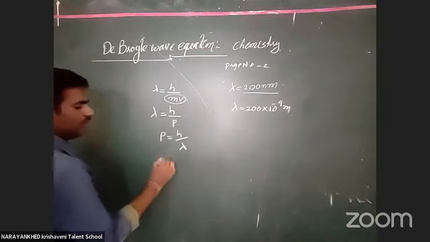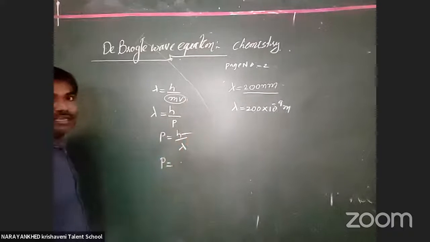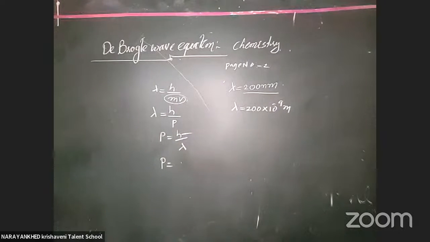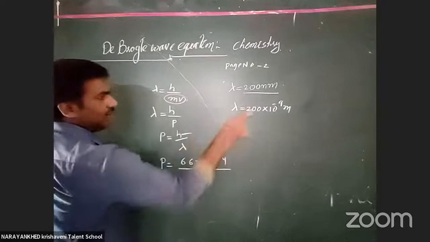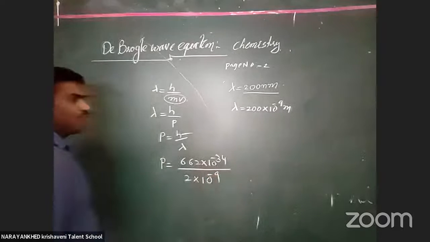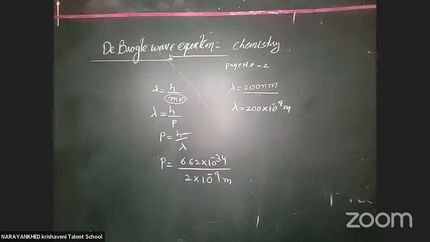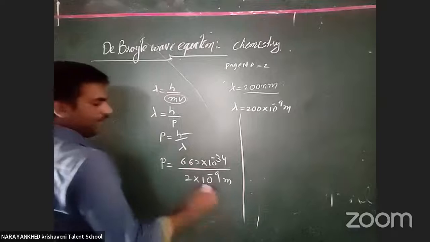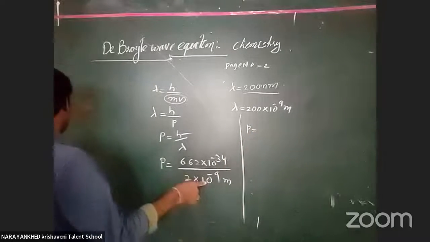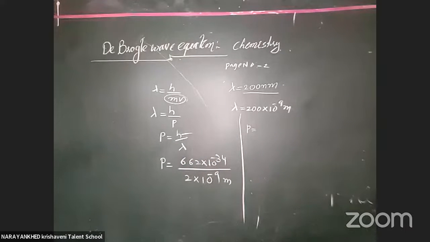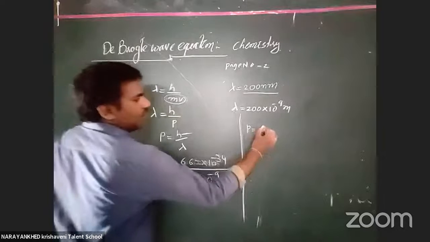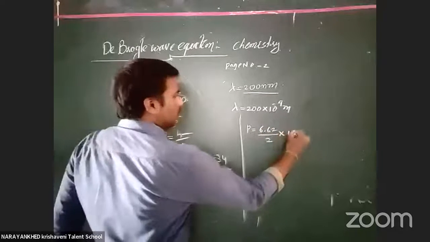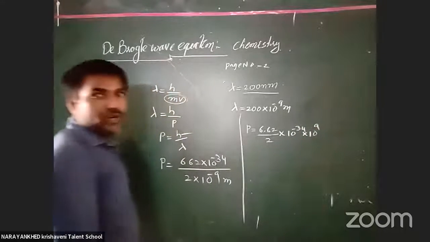Now you have to substitute the values in p. h is the Planck constant, whose value is 6.62 into 10 to the power of minus 34. Lambda is 200 nanometer, which is written as 10 to the power of minus 9 meter, 2 into 10 to the power of minus 9 meters. For easy mathematical calculation we are considering powers of 10. It is also written as 6.62 by 2 into 10 to the power of minus 34 into 10 to the power of plus 9.